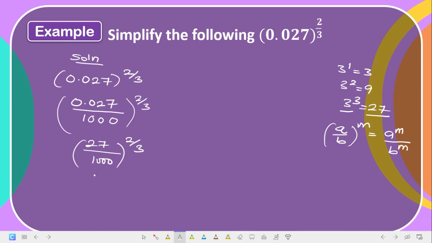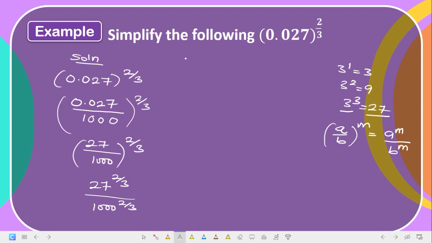So we are going to come here now. This is like your a, this is like your b, and this is like your m. So this becomes 27 to the power of 2 over 3 divided by 1000 raised to the power of 2 over 3. Is that clear? Now, your 27 raised to the power of 2 over 3. In place of 27, we can put 3 raised to the power of 3.